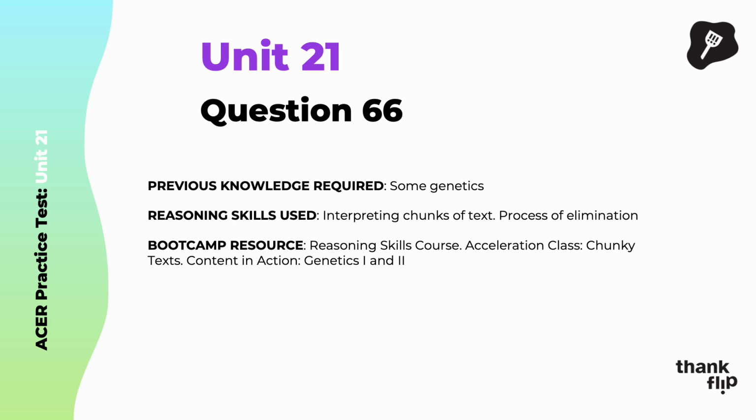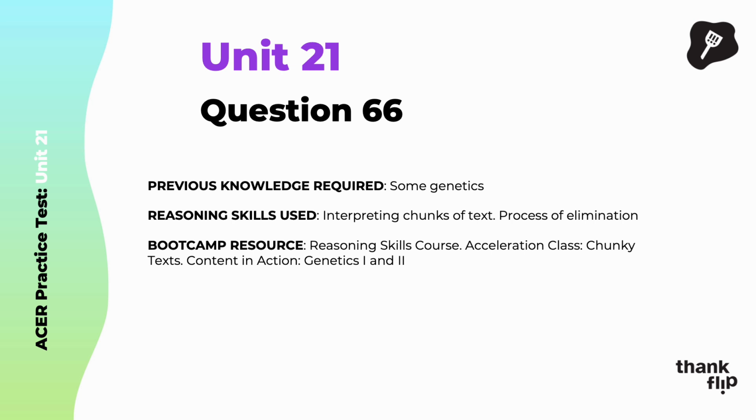So for this question, you didn't need too much prerequisite knowledge as well. You needed some knowledge about genetics in order to rule out those first 2 options. So just understanding what it would actually mean to alter transcription. And the reasoning skills used here were interpreting chunks of text.